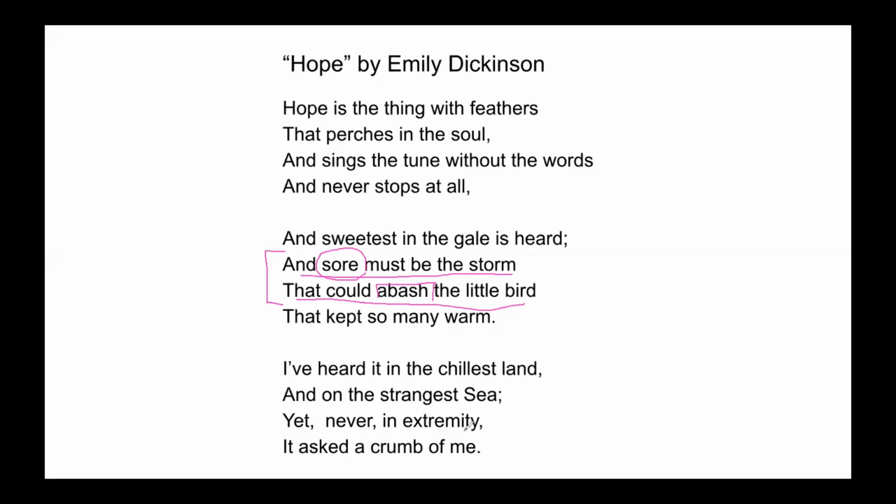But if you guys want to raise your hand and share your thoughts about what's happening in the third stanza, or what Dickinson is trying to convey.